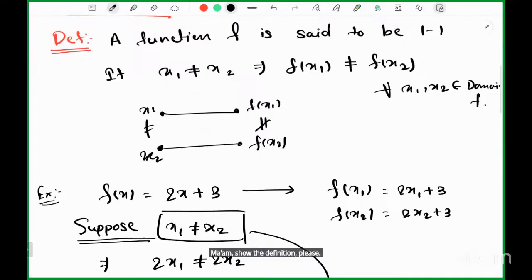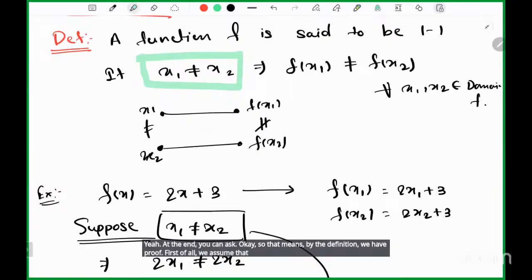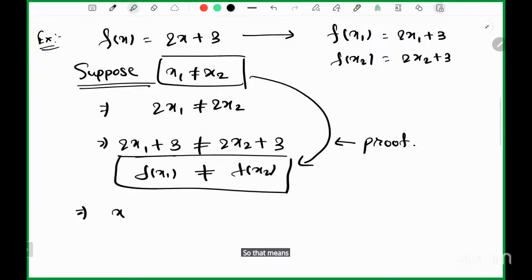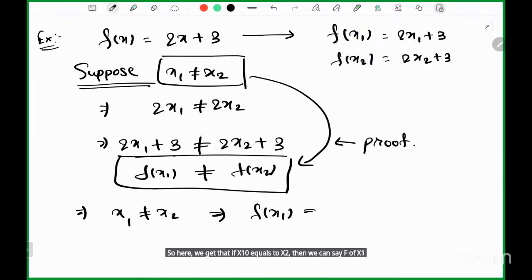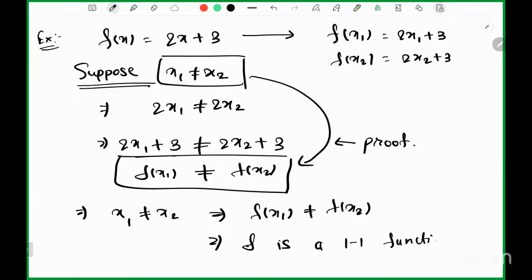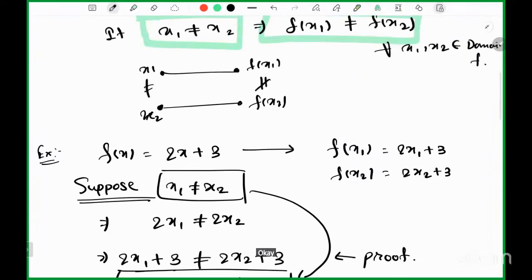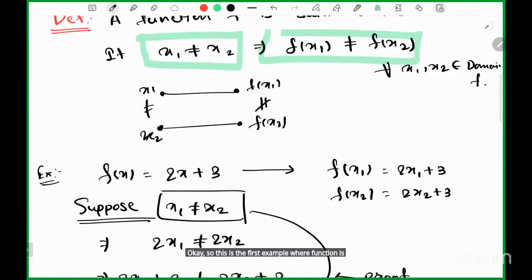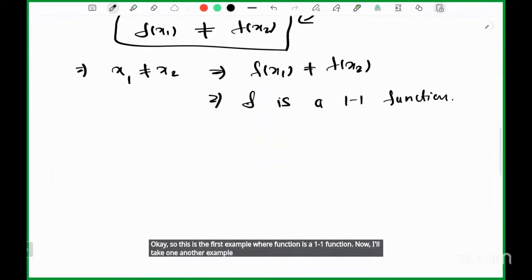Okay. So that means by the definition, we have proved: first of all, we assume that x1 not equals to x2, and then we have claimed f of x1 is not equals to f of x2. So that means we have proved that this function satisfies the property of being 1-1. So that means f is a 1-1 function. Okay, so this is the first example where the function is a 1-1 function. Now I'll take another example where the function is not 1-1.